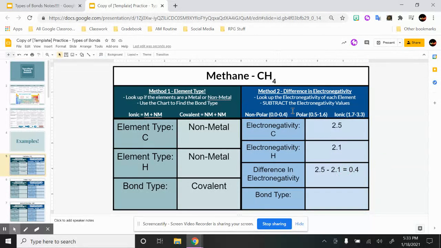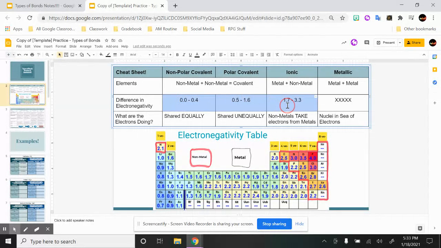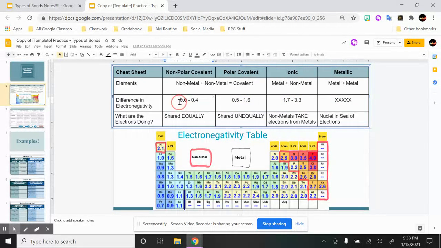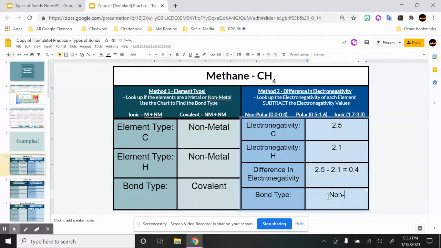Then I need to check my chart. So if I look up here, I got 0.4. So I want to see which of these ranges does my difference fall into. So I got 0.4, so that falls into 0.0 to 0.4. So it's got to be non-polar covalent. So all I have to do is subtract and then check the chart.